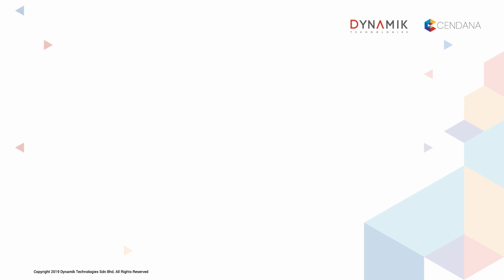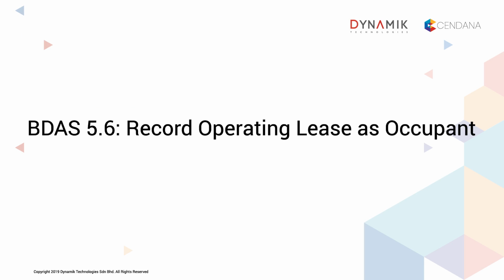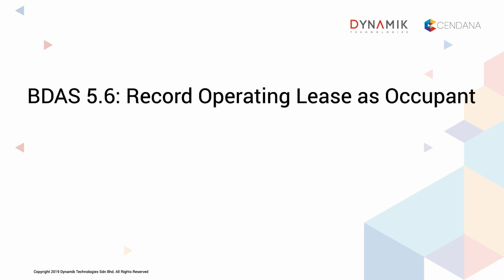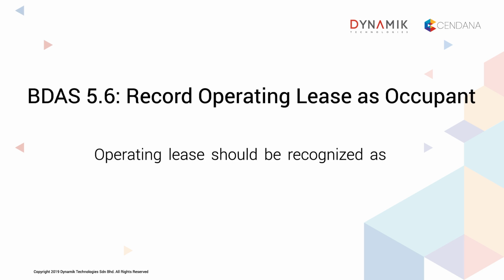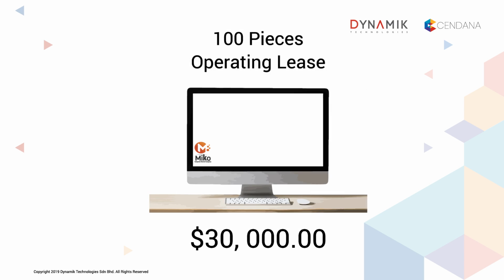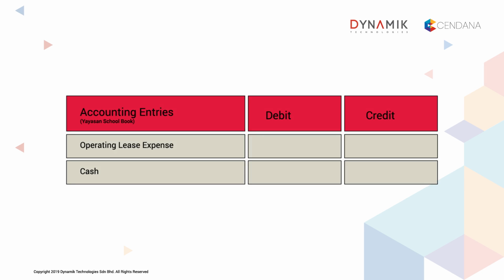Moving on to the next scenario is to record operating lease expense as occupant. It is defined as operating lease should be recognized as an expense in the income statement. The scenario sample will be the same as BDAS 5.5, which is to record operating lease as owner. However, in this scenario, we will take into account the operating lease expense. Therefore, the accounting entries will be debit for $30,000 and credit the cash for the same amount. From here, we can extract that this is a vendor bill transaction.